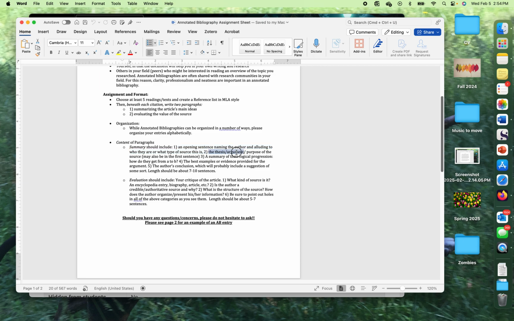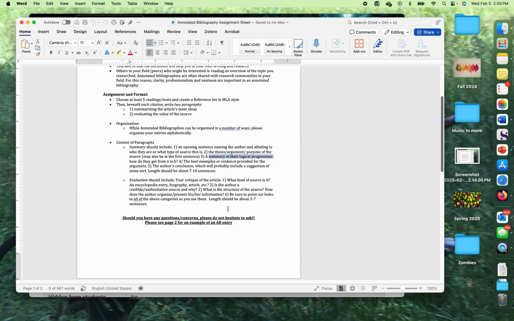Then you want to include the thesis, argument, or purpose of the source. You want to include a summary of their logical progression within the argument. How do they get from A to B to C within the argument of the resource? The best examples or evidence provided for the argument, and then the conclusion that the author reaches. And usually you'll see that that's a suggestion of some sort. And the length should be somewhere in the area of 7 to 10 sentences.